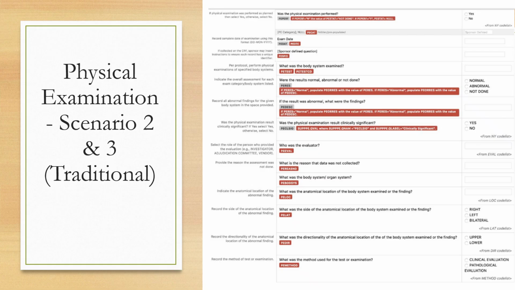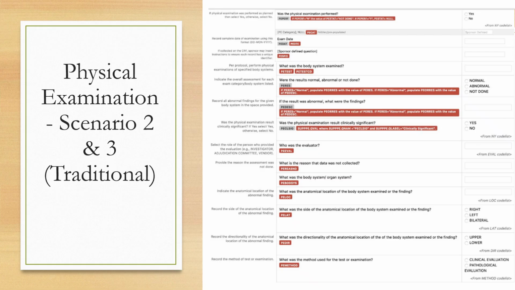We also have questions about capturing the evaluator who has done the evaluation or the physical exam in your PE event. We have the reason the data was not collected here. If the response to this is not done, then what was the reason it was not done? We can have that reason captured in your PE reason variable.